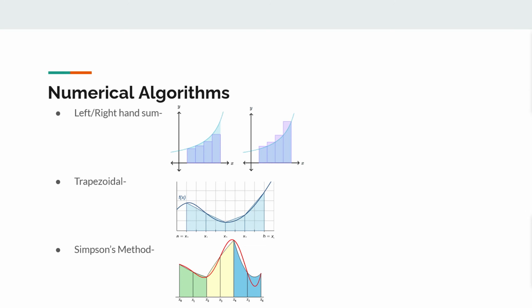Here is just a basic understanding of the different numerical algorithms that we chose. The left and right hand sum is just choosing the leftmost or rightmost value for each interval. The trapezoidal method calculates a line between the left-hand and right-hand sum and adds that to each interval. And Simpson's method produces more of a quadratic function to estimate each interval.